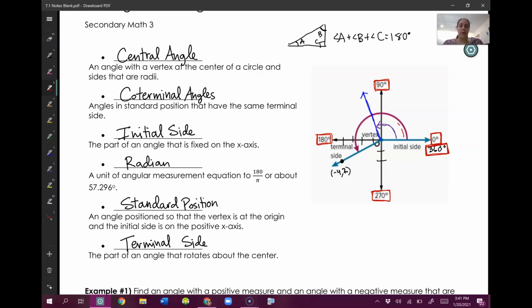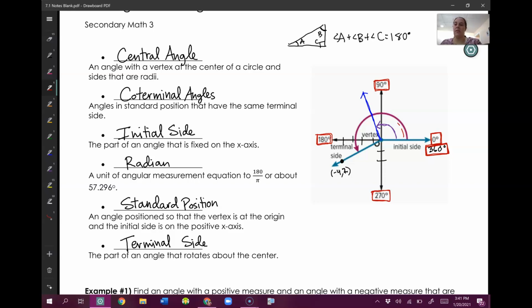Now, one last vocabulary word we need to talk about. Well, I guess we have two. First is radian. So a radian is just a different way to measure angles. So for example, if I wanted to measure a distance, I could say I ran 100 feet, or I could say I ran 100 meters. It's just two different ways to measure the same distance. Well, same with degrees and radians. A degree is what we've been used to, but there is a second way to measure that angle, and that's in radians. It's just a different unit of measurement.